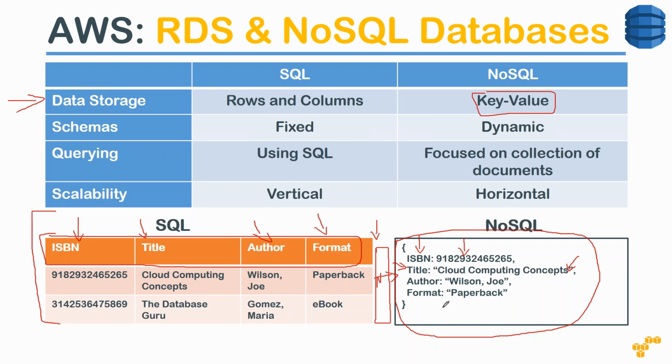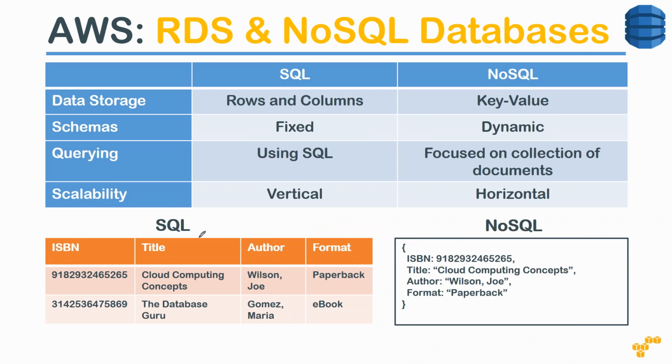But when it comes to NoSQL, there is no necessity of defining the schema. In other words, the schema can be dynamic. For one book, I will have 10 key values. Another book, I will have only 4 key values. So that is the flexibility DynamoDB or NoSQL format gives you.